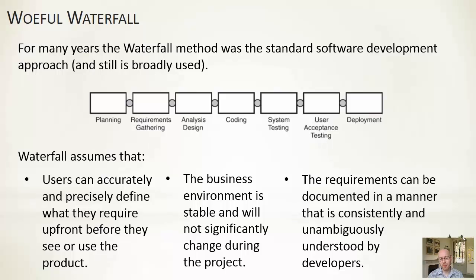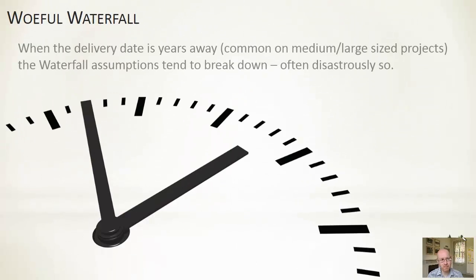So if we have a delivery date that's years away, the assumptions that Waterfall makes break down immensely. It is very much more difficult further out to predict what the future is like. If it's going to take 2 to 3 years to actually create something, it probably means it's a medium or a large size project.